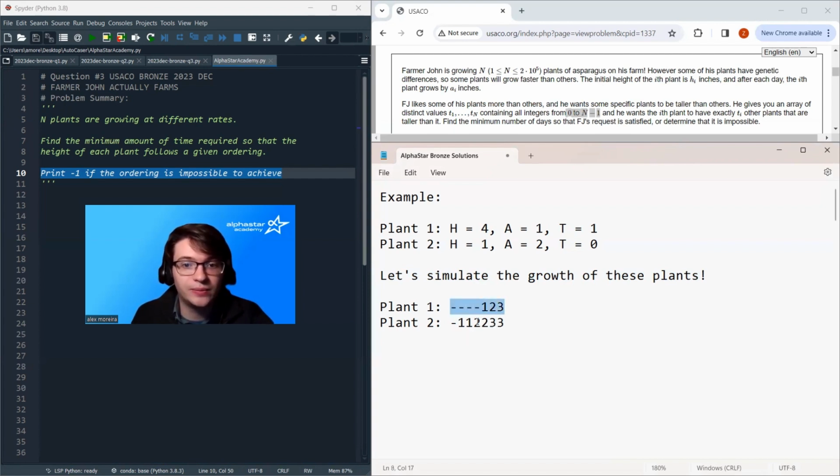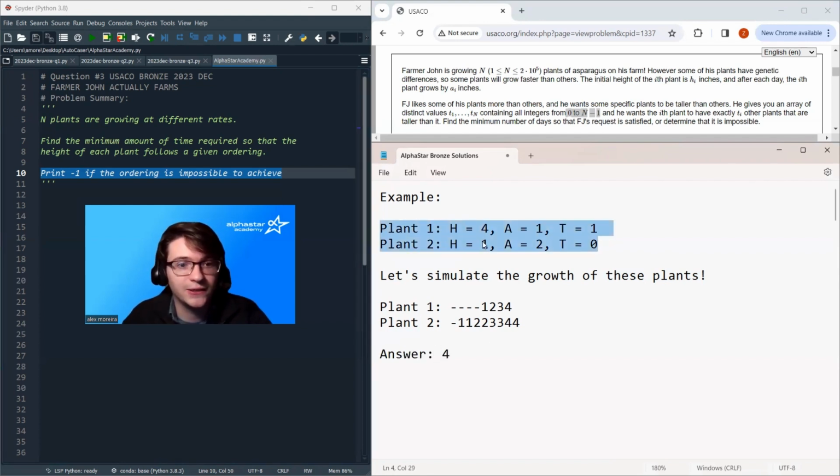And now they're tied. So they're the same height, but that's not sufficient. We want them to be different heights. In particular, we want plant 2 to be strictly bigger than plant 1. So we go into day 4, we see that plant 1 grows by another unit, and then plant 2 grows by 2 units. And finally, plant 2 is taller than plant 1, and we can see this took 4 days. So our answer would be 4 for this particular test case.